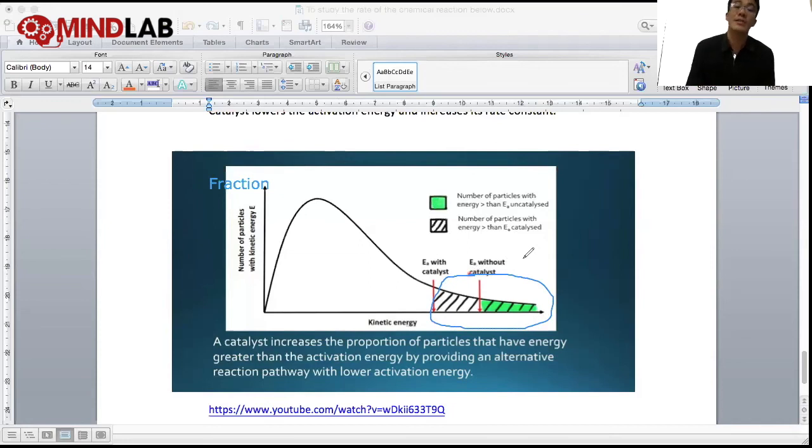So do take note of that. A bigger area with at least the EA represents a greater proportion of the particles with at least the EA, and that leads to the frequency of collisions being increased, and hence the increase in the reaction rate. So that's all.